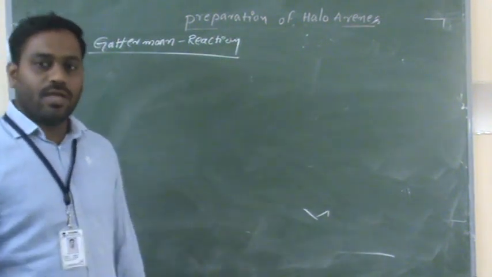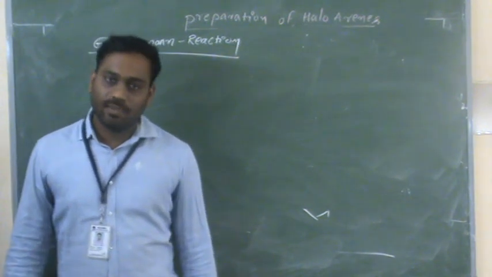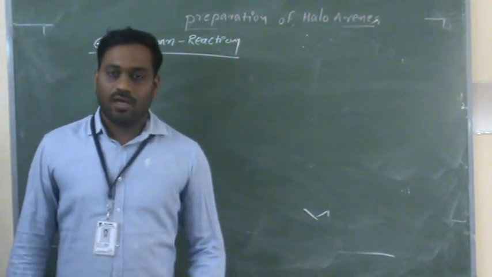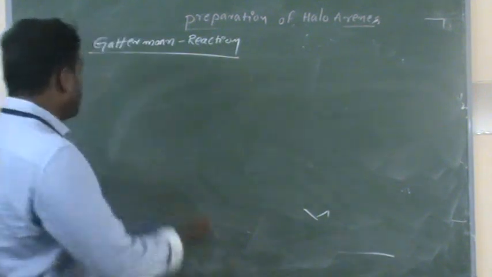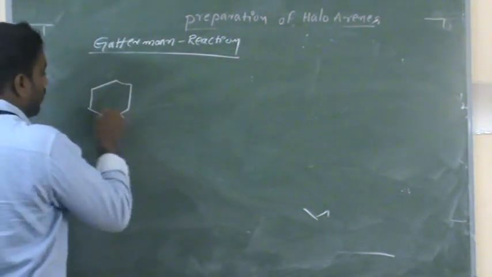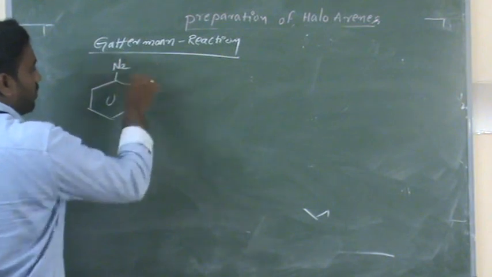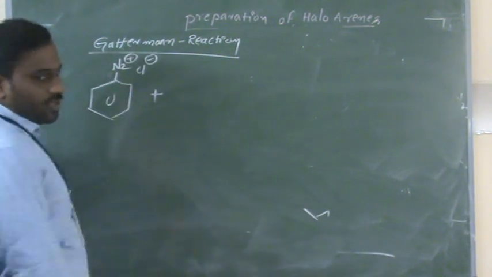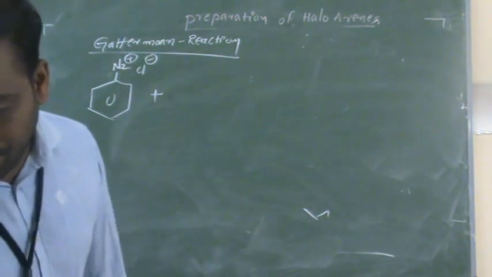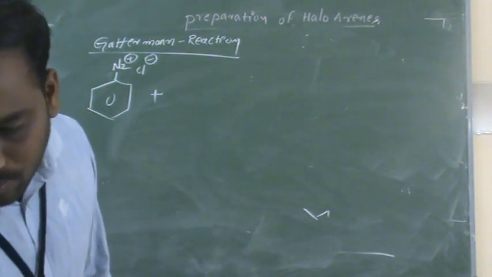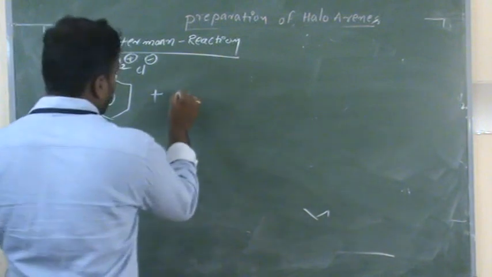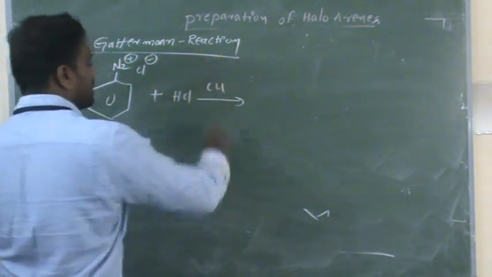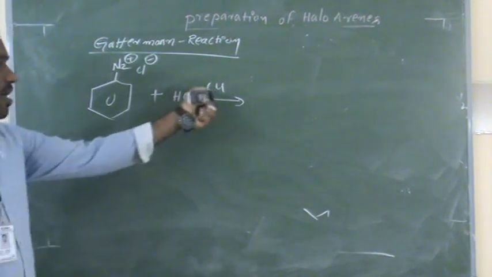Very simple. In the Sandmeyer reaction also we are taking benzene diazonium chloride. Even in the Gattermann reaction we are taking benzene diazonium chloride, that is N2 plus and Cl minus. It can react with HCl in the presence of what? Copper as a catalyst.